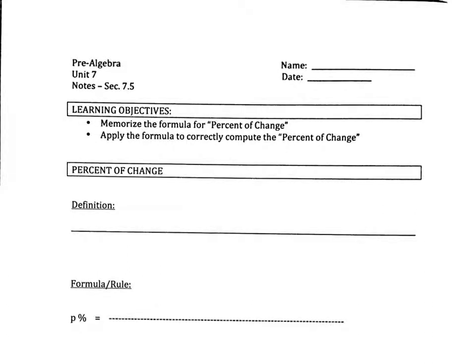Right, here we go, pre-algebra students. These are your notes for section 7.5 from your textbook. Our learning objectives today are to memorize a formula for percent of change, and not only memorize the formula, but be able to apply the formula to correctly compute the percent of change.